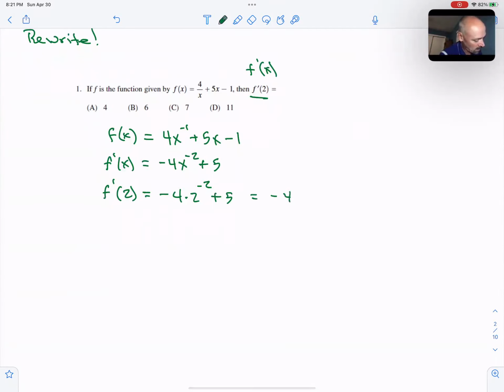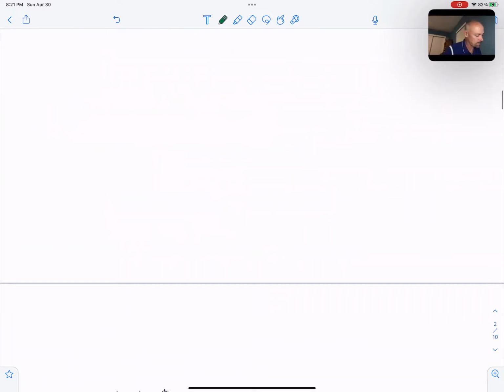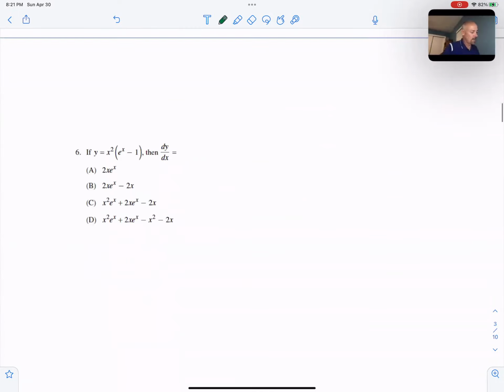Negative 4 times 2 to the negative 2 plus 5. That's going to be negative 4 times 1/4, right? 2 to the negative second, I'd write that as 1 over 2 to the positive second. So that's negative 1 plus 5, which is equal to 4. Please be an answer choice. And it is. Okay. Not too bad.